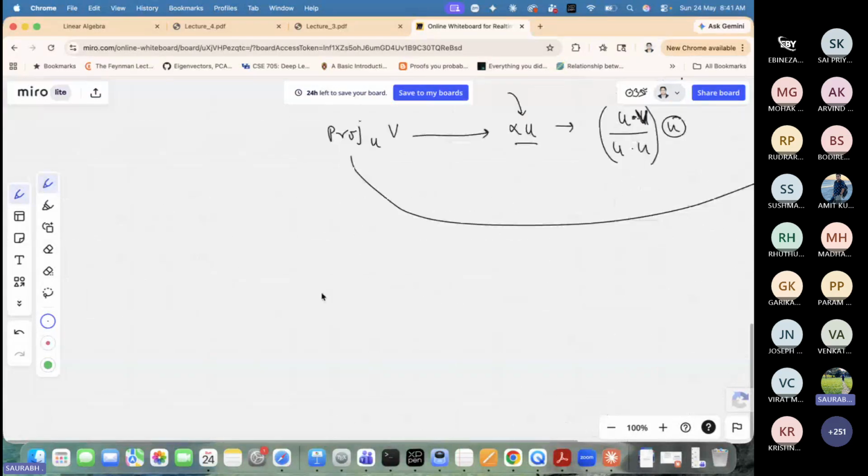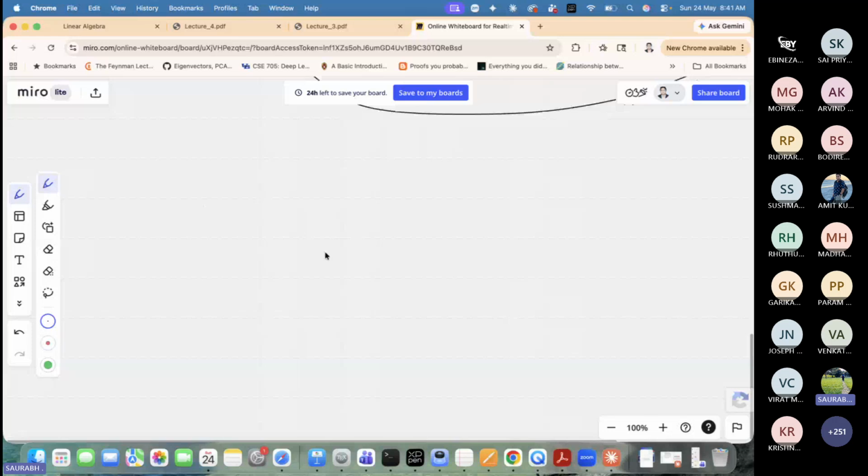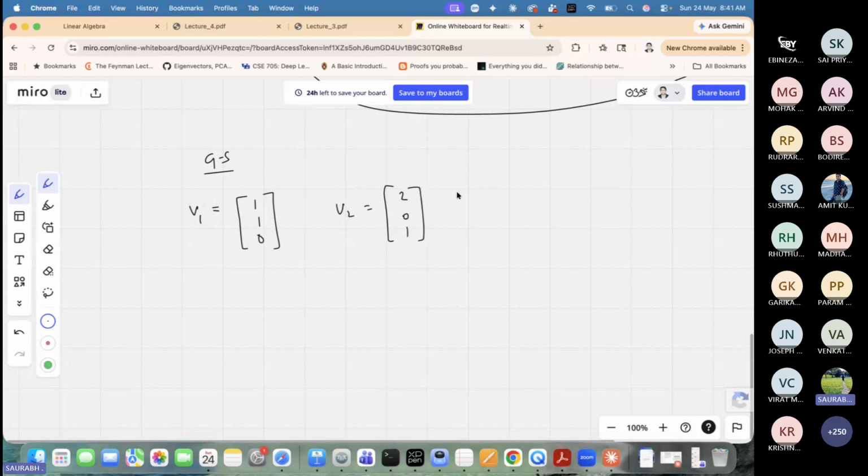Now the next thing is, let's not discuss Gram-Schmidt in terms of what it gives you, because you may be lost. So let's take three different vectors which are dependent, so that you understand the entire essence of Gram-Schmidt. Let's say vector 1 is (1, 1, 0). Vector 2 is (2, 0, 1). And let's say there is a third vector which is (3, 1, 1).